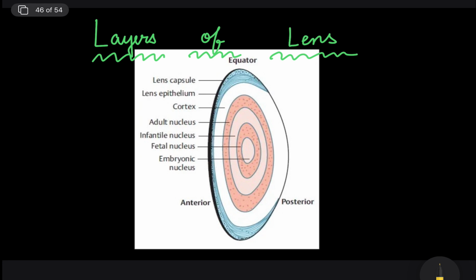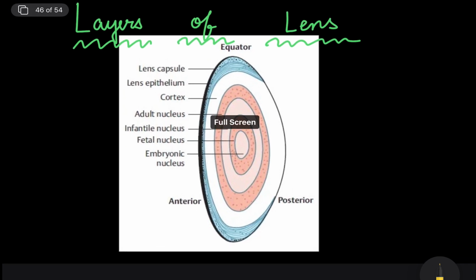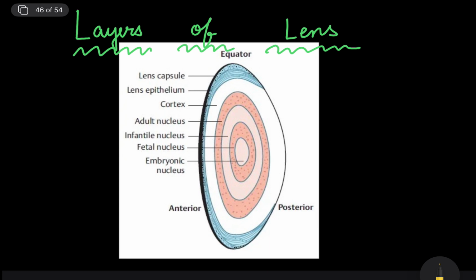It's very simple. You can already see that the lens is made of different layers. And what exactly does this remind us of immediately? I can speak for myself.